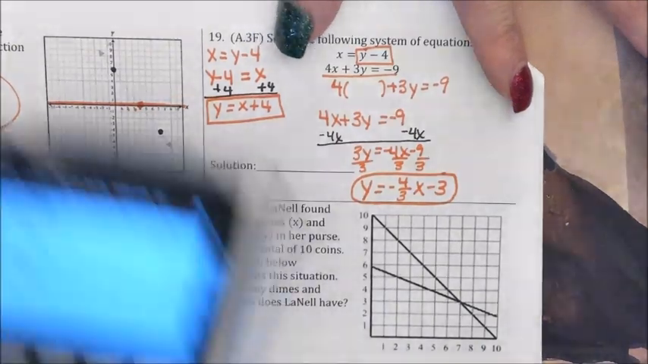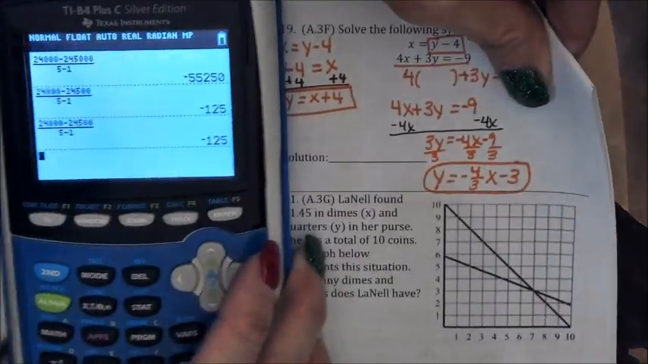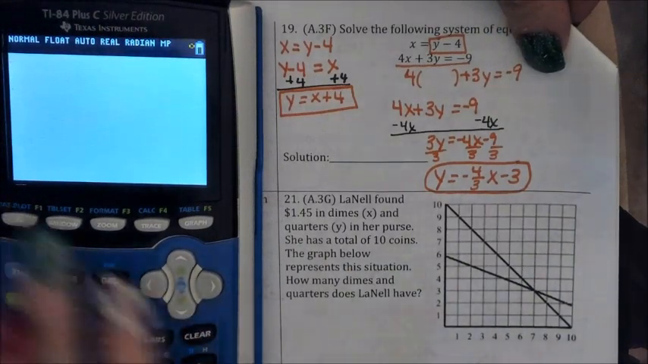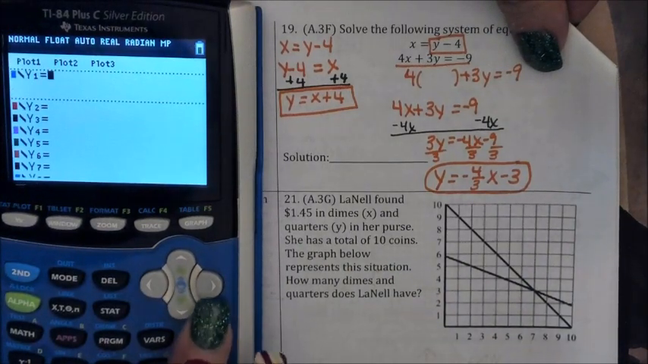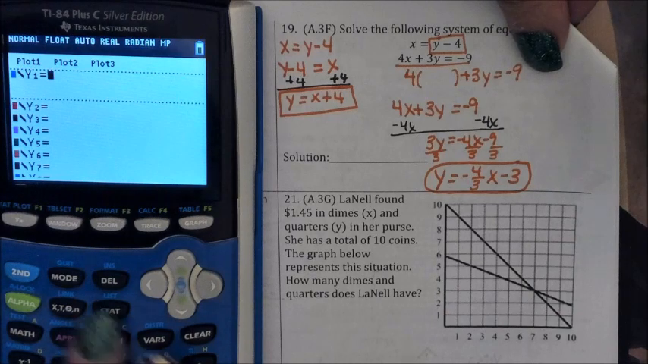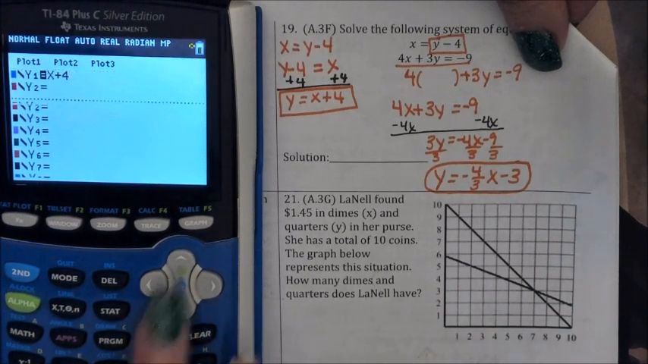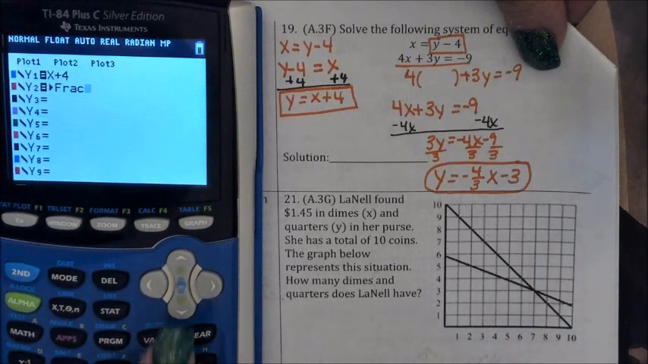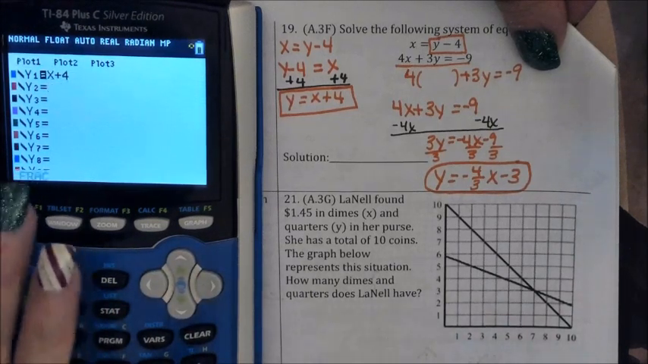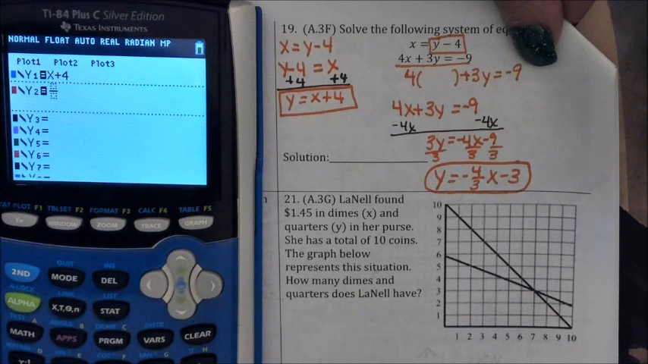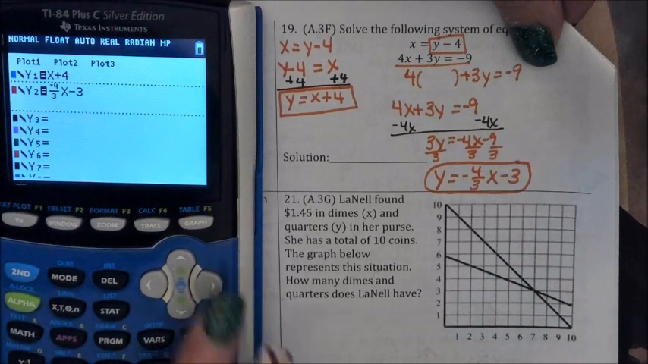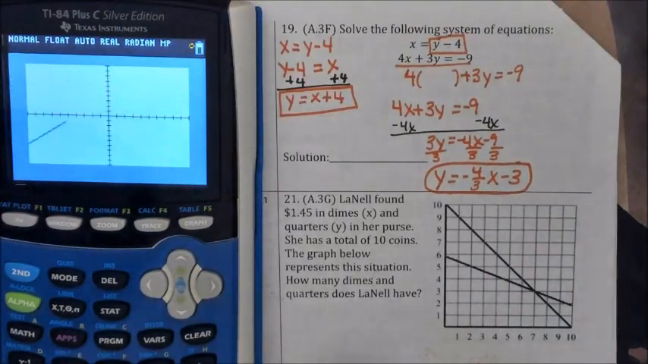All right, so here we go. I'm going to come back over here, and I'm going to say y equals, and I'm going to put x plus 4 on top. Let's clear that. Y equals, I'm going to do negative 4 over 3 x minus 3. I'm going to hit graph and we'll see if I can see it.